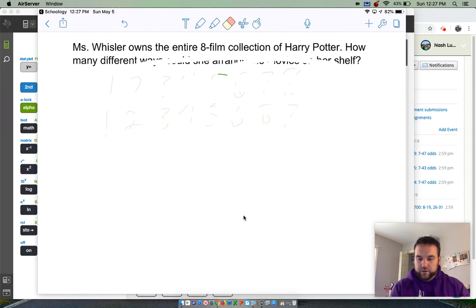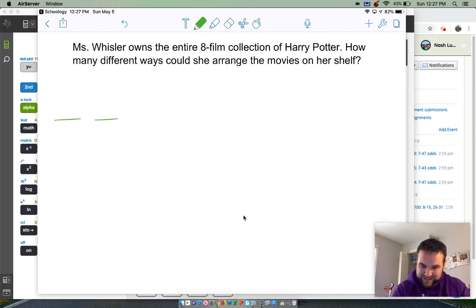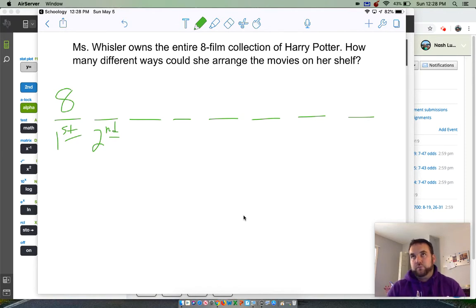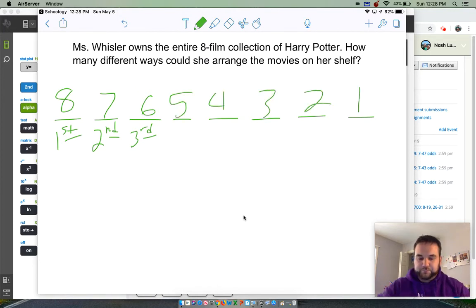Now, I'm going to lay this out using the 8 slots. So let's say she's holding all 8 movies in her hand. She has to choose which one goes first. Well, for which movie goes first, she has 8 options because she's holding all 8 movies. But now she's placed 1 movie, so she's got 7 movies remaining in her hands. So how many options for the second movie on the shelf? There's 7. For the third movie on the shelf, there's 6. So on and so forth. This goes all the way down: 5, 4, 3, 2, 1.